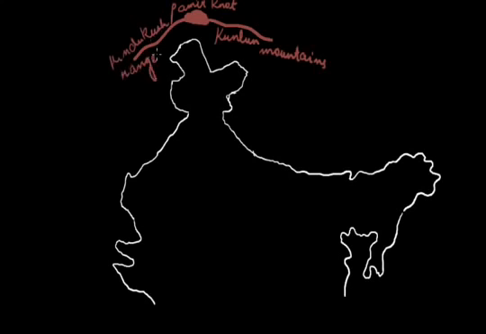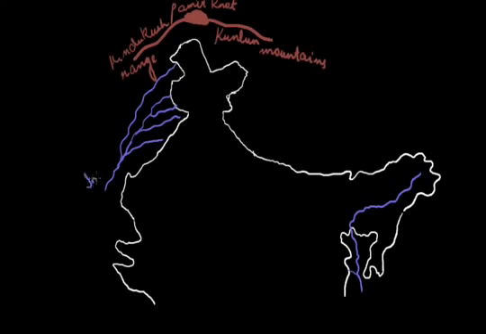Now starting with the Himalayan mountain complex, we can see that these mountain ranges run for about 2,400 kilometers from the Indus River in the west to the Brahmaputra River in the east. So in the map you can see to the west we have the Indus River. Other rivers are also over here. This is the Jhelum River.